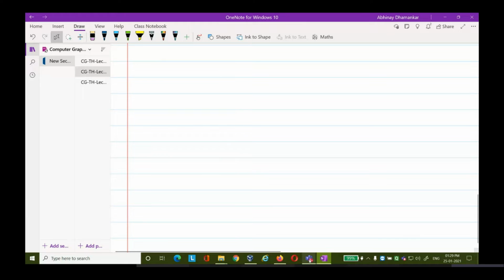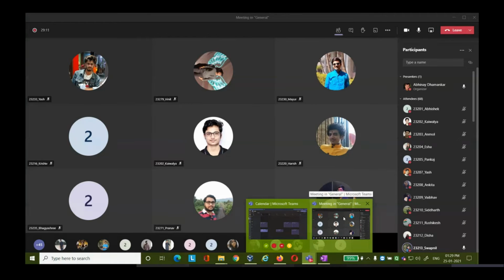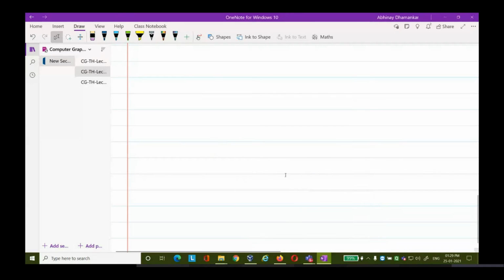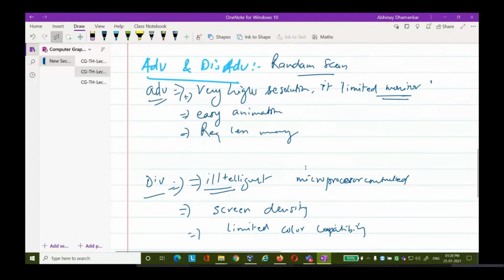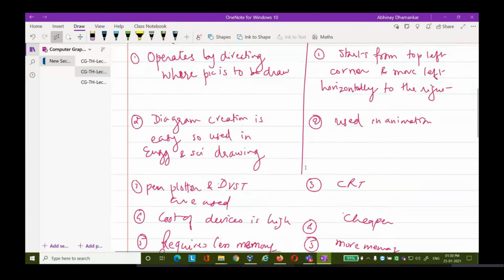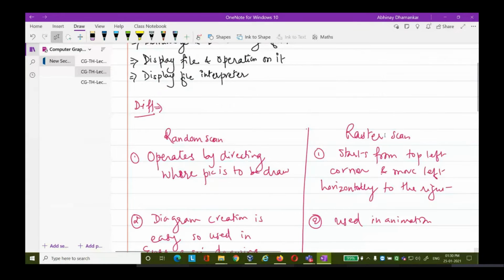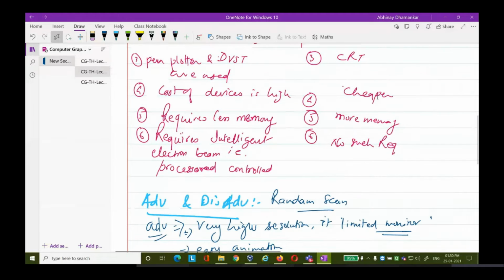Yes. Sir, for raster scan advantages and disadvantages. हाँ बघायचं आहे का? It is very simple. ये एडवांटेज, ये हमने डिफरेंस लिखा है ना, ये डिफरेंस को ही आप एडवांटेज एंड डिसएडवांटेज में कन्वर्ट कर सकते हैं.